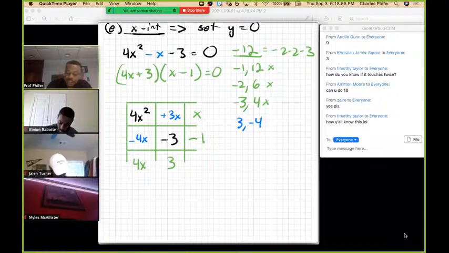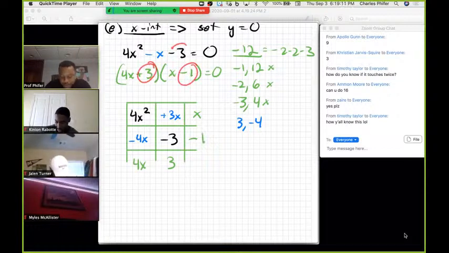Okay, and so we can check this, right? 4x times x is 4x squared. Outer is 4x. That's going to be a negative 4x. This is going to be a plus 3x. And so they indeed add up to this. And then 3 times negative 1 is negative 3.